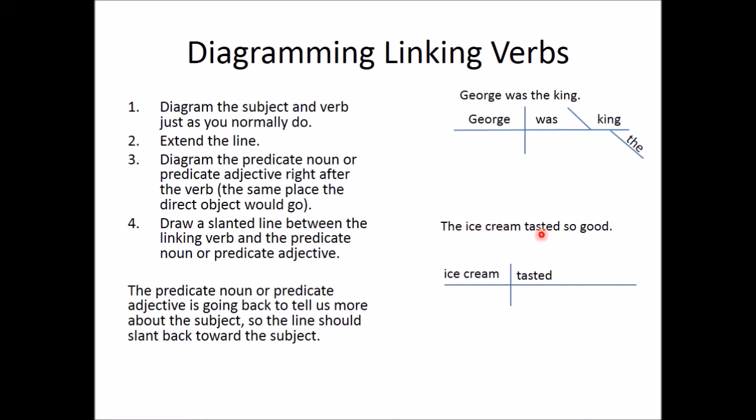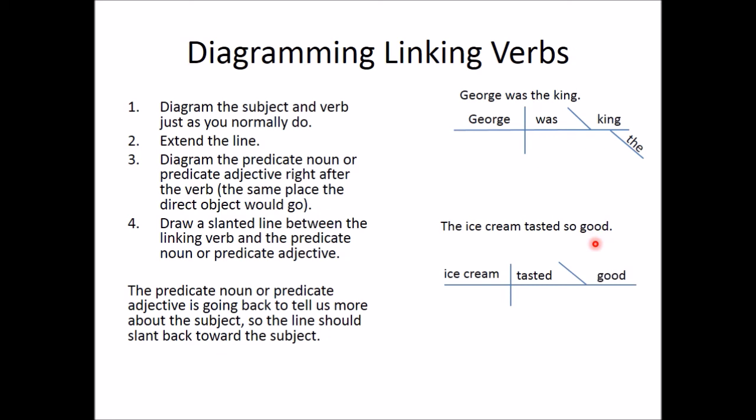So this is not an action word in this case because the ice cream didn't taste anything. The subject is being described by how it tasted. Okay, so ice cream and tasted. Tasted is a linking verb. Good is the predicate adjective. Good is a description word. It describes nouns. An adjective describes nouns, and good is an adjective.